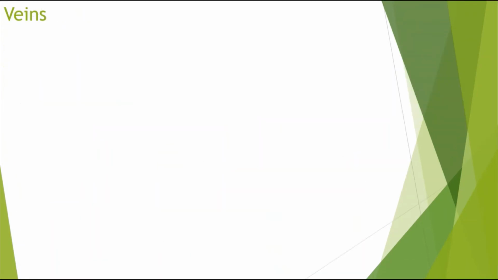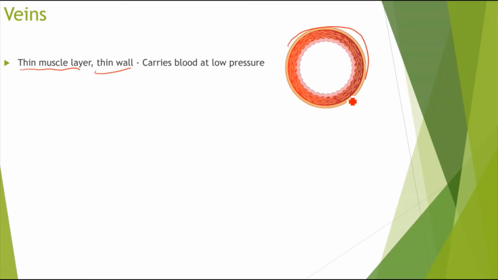Right, so now looking into veins. Veins have a thin muscle layer and a thin wall. As you can see in this diagram, they have a thin wall as well as a thin muscular layer, and this is because they are carrying blood at a low pressure, so they don't need a thick wall or a thick muscle layer.